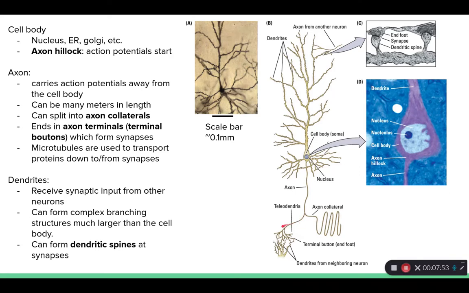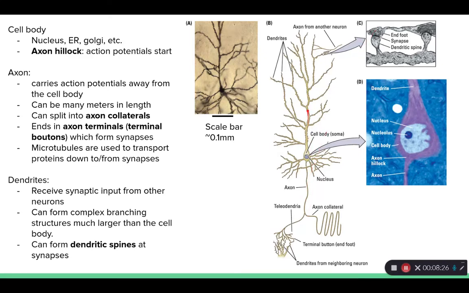Now, if we go to the ends of the axons, we see what are called axon terminals, or they're sometimes called terminal buttons or terminal boutons, or here they call them end feet or an end foot. What that simply means, and you can see a zoomed in version of a terminal bouton here, is that this is the very, very end of the axon. This is the final destination for the action potential, and it contains a lot of machinery that is necessary for synaptic transmission, which we'll talk about in the fourth lecture.